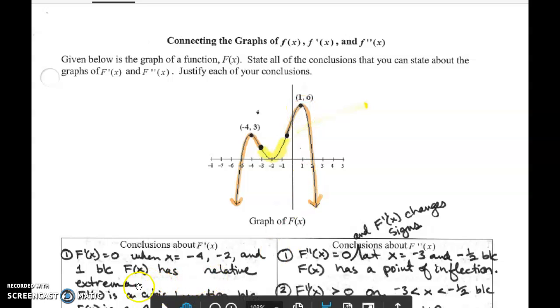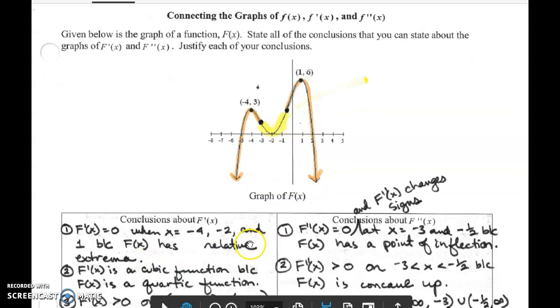You can talk about the reason why the derivative equals 0 is because we have relative extrema. Now be careful with this, because sometimes we have relative extrema where the derivative does not exist, but because this looks like a polynomial, I think you'd be safe with that reason. I don't always agree with the explanations perfectly, but that's pretty good. I'll stick with that.